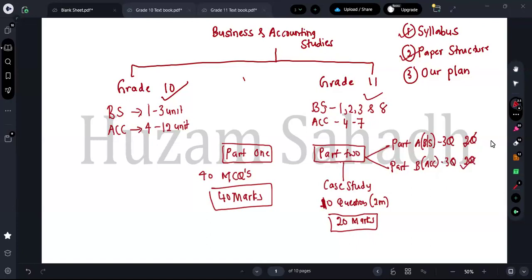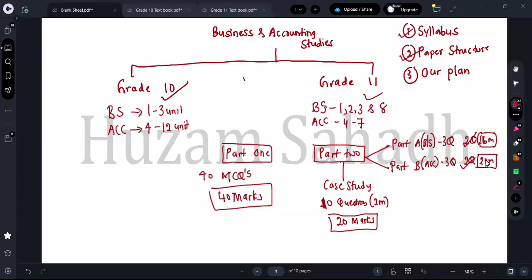Now for the business studies, one question consists of 8 marks. So altogether you will be getting 16 marks here. And also if we take the accounting part, for a question you will be getting 12 marks, which means you should do two questions. So 12 into 2, you will be getting 24 marks.